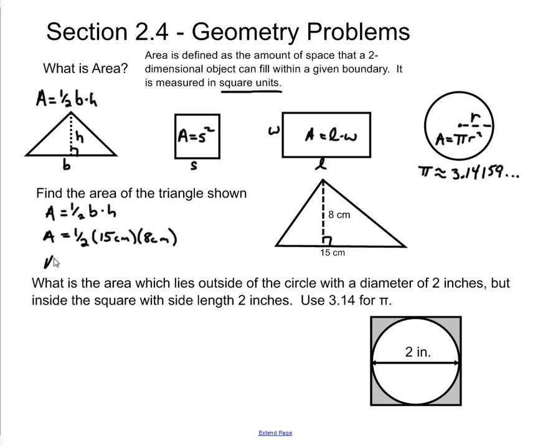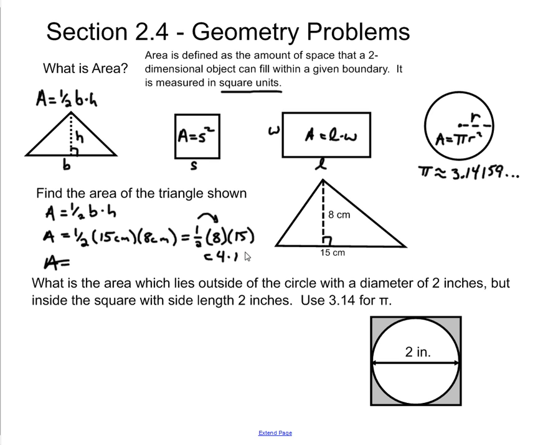And if we take this product right here, we can take this multiplication in any order that we want, but in fact 15 times 8 is the same thing as 8 times 15. So if we really want to, we can treat this as 1/2 times 8 times 15, just switch the places of the two factors in our product, and then multiply from left to right. And 1/2 times 8 is equal to 4.